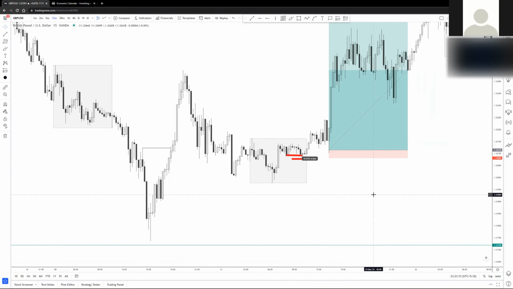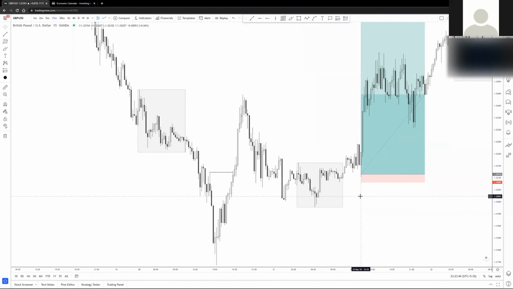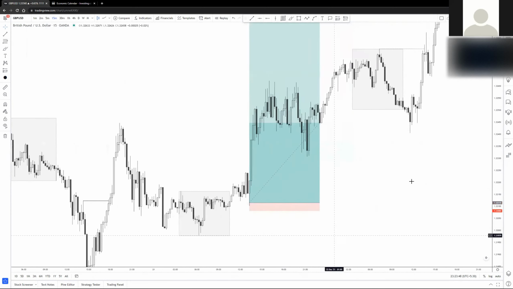That's perfect. It's valid, no problem with that. It's valid if you take it as an inducement. But then again, time and price. London Open. See that? London Open. Where is it coming into? Taking this liquidity into a strong low. See that? Okay, pay attention to them.